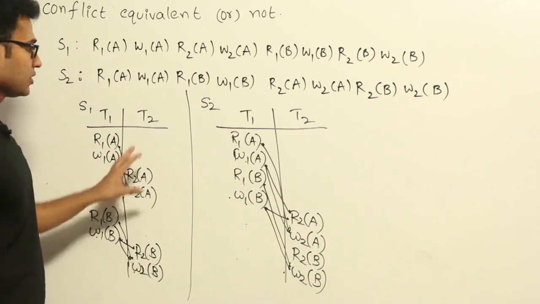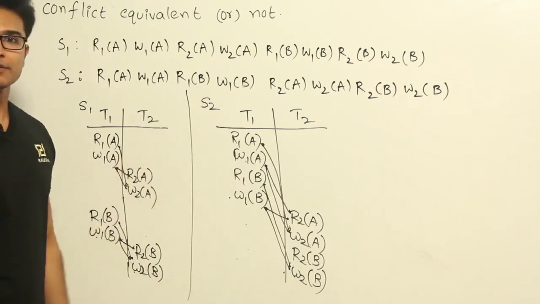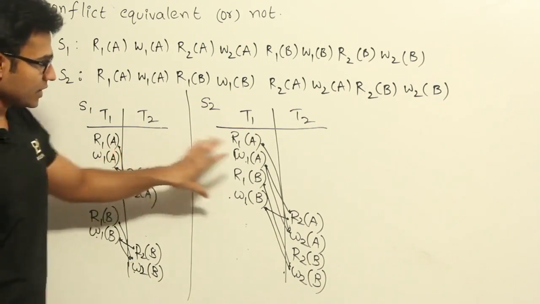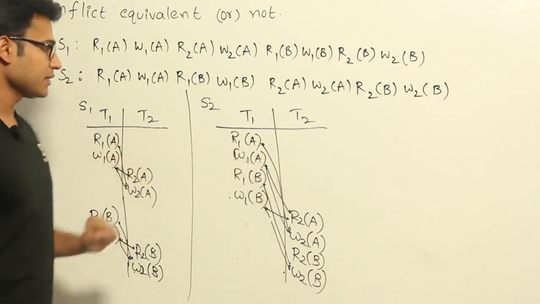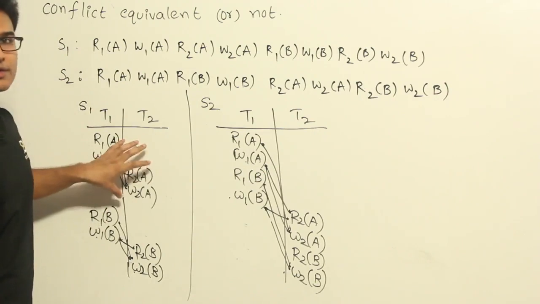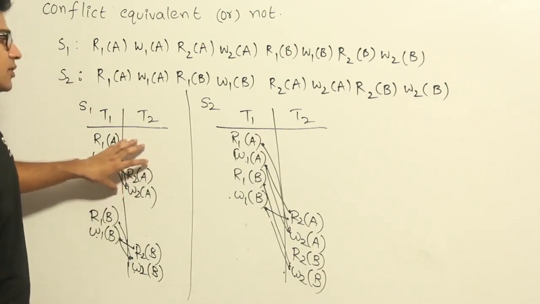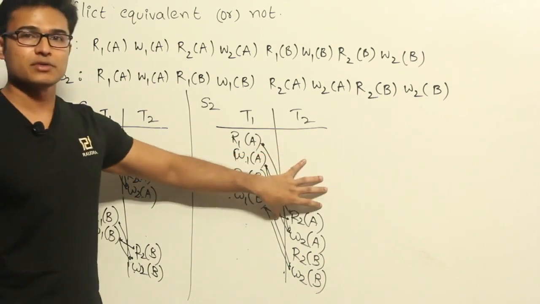Okay, first thing is for sure these two are conflict equivalent, right? And if you observe this, this is a non-serial schedule which is equivalent to a serial schedule. Therefore we can say that this is conflict serializable. Got it? So this schedule is conflict serializable because it is conflict equivalent to the serial schedule.